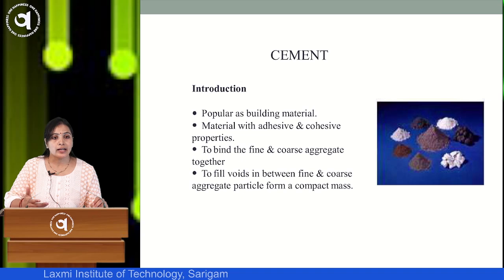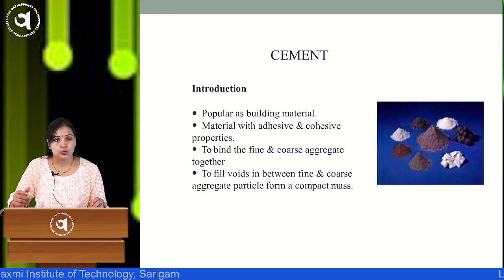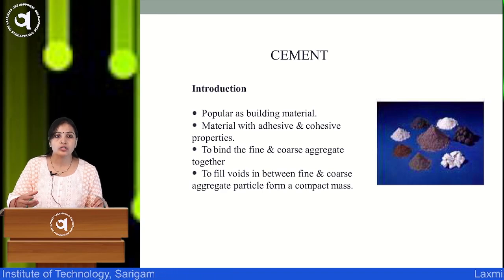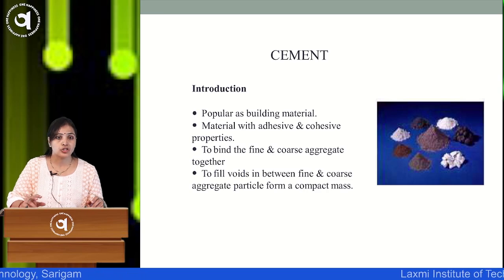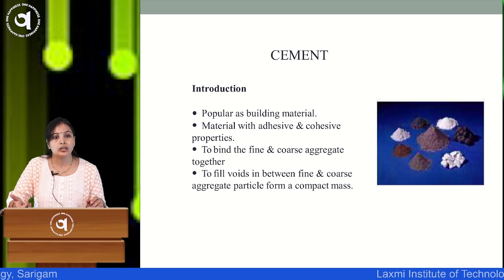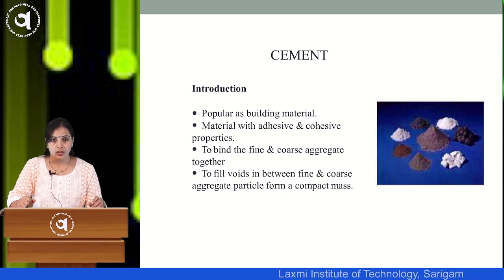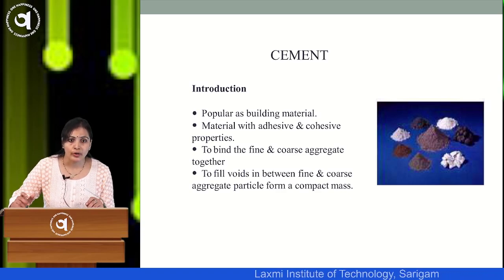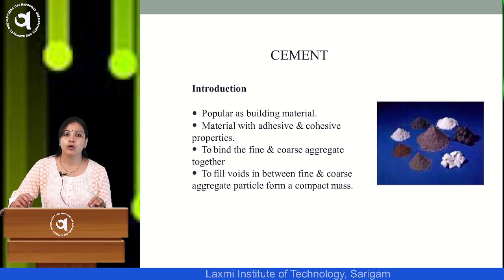And adhesion is like water. When you fill a glass with water, it gets attracted towards the glass, not to its own material. So we come to the cement. Cement has both the properties, adhesion as well as cohesion. It attracts other particles like fine aggregate, coarse aggregate, water, and it gets attracted towards its own particles also for the binding. So it binds the fine and coarse aggregate together, filling the voids in between fine and coarse aggregate particles to form a compact mass.